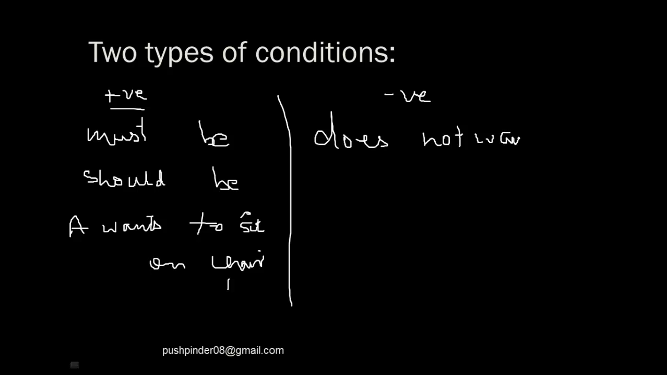So if he does not want to sit on the first chair, then it is a negative condition. I hope everyone is understanding what I'm trying to establish here. So there are 2 types of conditions. Now this must be coming into your mind, which condition to satisfy first. Whether to satisfy the positive condition first or whether to satisfy the negative condition first.